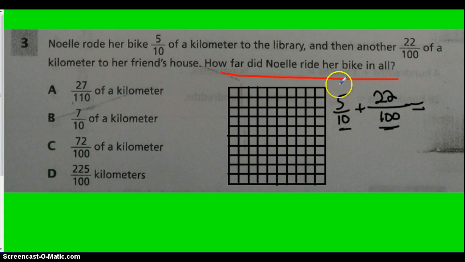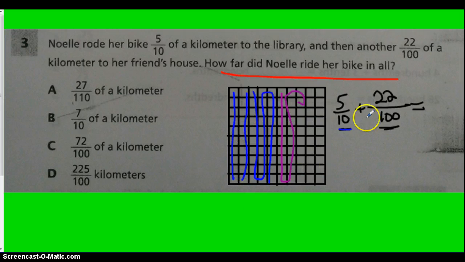So again, let's model so we can see what these amounts are. So 5/10, of course, that's 1/2. So every tenth is 10 hundredths. So there's 5/10. So we know that A can't be it because just by itself 5/10 is more than A. And then we're going to add 22 hundredths. Okay, so that's 10, 22. Okay, 22 hundredths. So we have a lot more than half.